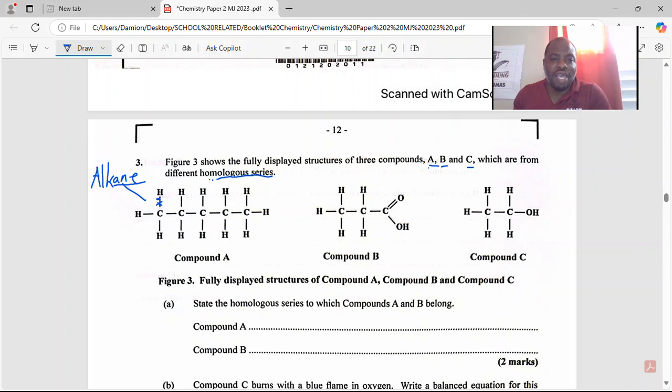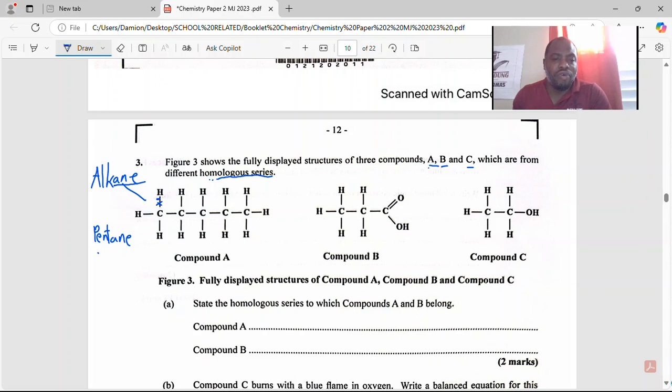Now, 1, 2, 3, 4, 5. The fact that we have 5 carbons, the prefix for 5 is pent. So we have some prefixes that we use. For 5, it's pent. For 4 is but. For 3 is prop. For 2 is eth. For 1 is meth. For 6 is hex. We need to know those, right? All right. And so we end with ane. So this is pentane.